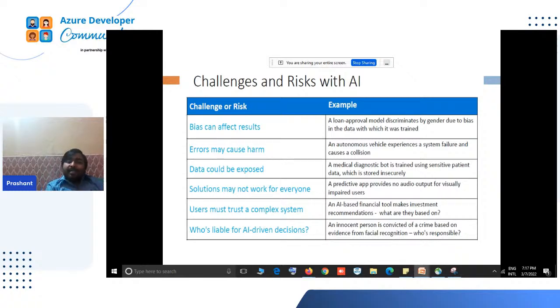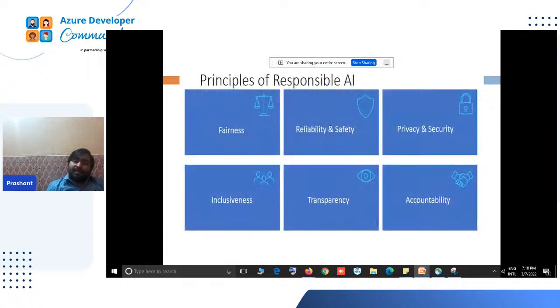So these are some of the challenges and risks, and we cannot simply not think of these while building our solutions. And these are the things that should be taken care of while leveraging or using AI. So this is basically a reiteration of what we discussed before, that a responsible AI system has to be fair, it should be reliable and safe. It should also guard users' privacy, and it should also be secure. Besides, it should be inclusive.